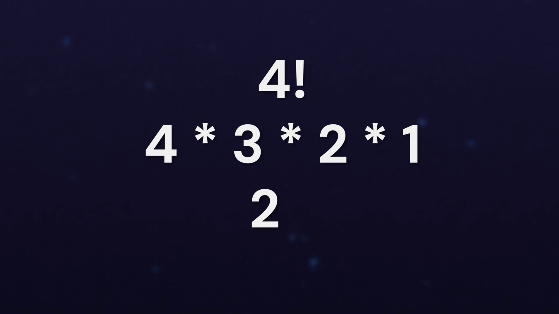So, for example, 1 factorial is just 1. 2 factorial is the same as 2 times 1, which is just 2. 3 factorial is the same as 3 times 2 times 1, which is 6. 4 factorial is the same as 4 times 3 times 2 times 1, which is 24. And 5 factorial is the same as 24 times 5, right? Think about it.